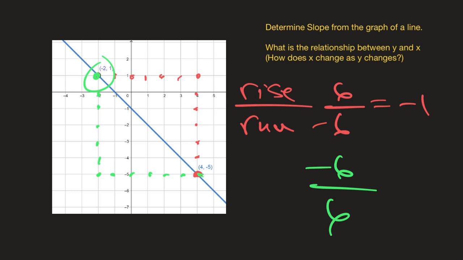What's negative 6 divided by 6? Guys, it's still negative 1. It doesn't matter which point you start from. Okay? The slope of that line is negative 1. Really, any 2 points on that line, if you calculated the slope, should give you a negative 1. Okay? Any questions there? No, sir.